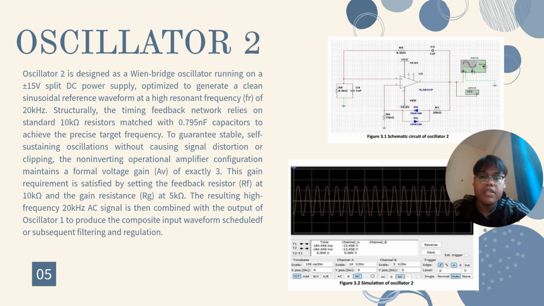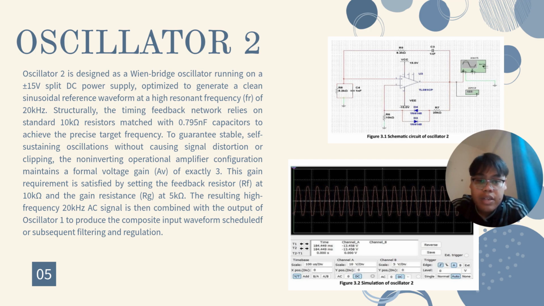Assalamualaikum. My name is Amirul Ahmad bin Razali. My matric number is B122510183. Right now, I want to explain about oscillator 2. Oscillator 2 is designed as a Wien bridge oscillator running on a 15-volt split DC power supply, optimized to generate a clean sinusoidal reference waveform at a high resonant frequency of 20 kHz.